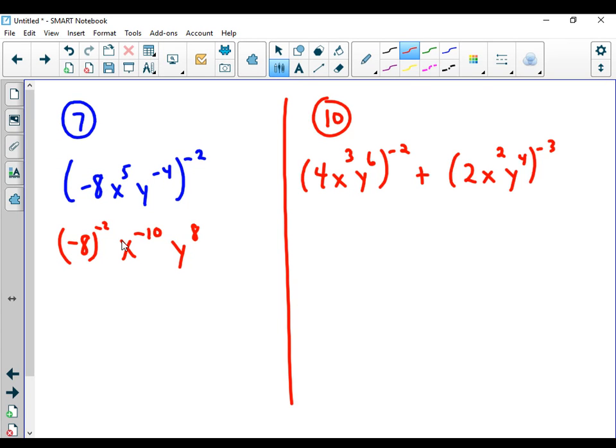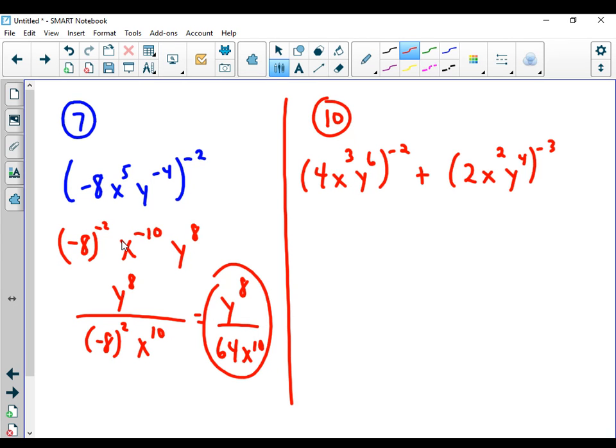So essentially, we've done the eliminating parentheses part. Combining like terms, well, we got x's and y's, so there's nothing really to do there. But we do have some negative exponents we've got to take care of. So as I go through, I got -8 to the -2 power, which becomes -8 squared in the denominator. I've got x to the -10, which will become x to the +10 in the denominator. And then y to the 8th is already positive, so I don't have to move that. So really, other than doing -8 squared, I'm done. And -8 squared, we know is 64.